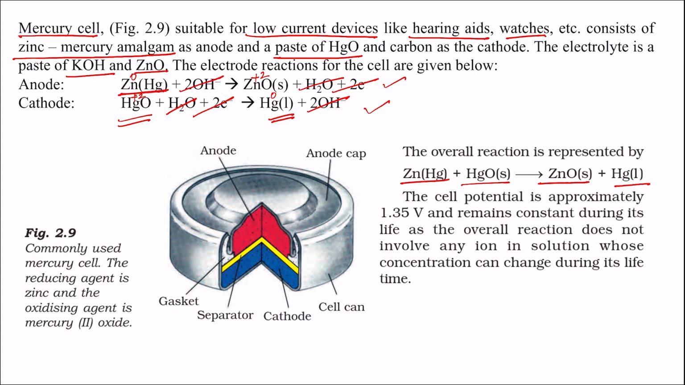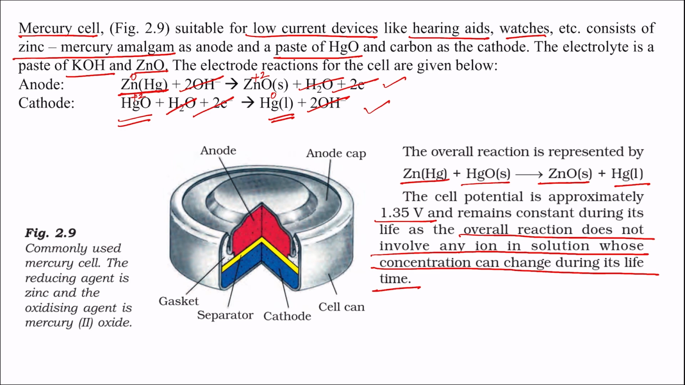As can be seen, the overall reaction does not involve any ions. So its voltage remains constant during its life, at 1.35 volt, as the overall reaction does not involve any ion in solution whose concentration can change during its lifetime. No ions are involved in the redox reaction, so there is no change in concentration, and since there is no change in concentration of ions, its cell potential remains constant.